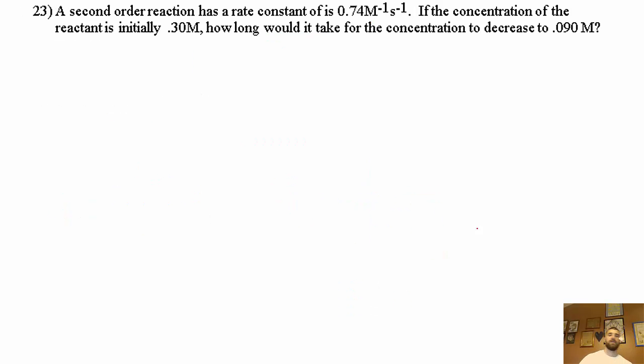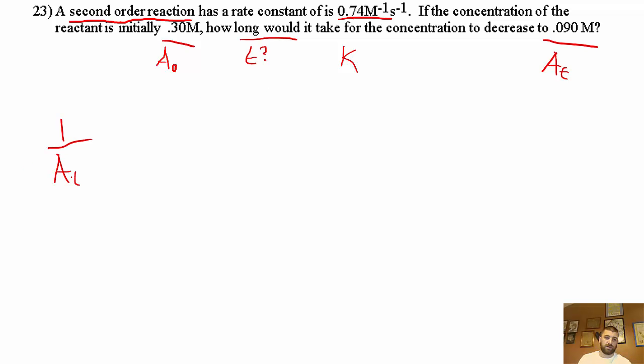One more. Second order reaction rate has a rate constant of that, so that's our K. If the concentration of the reactant is initially, so that's our initial, how long would it take? How long? So it's asking for T. For the concentration to decrease to that. So that is going to be our amount left at a certain time. So second order, you got to remember which equation am I going to use. And it's going to be this one.